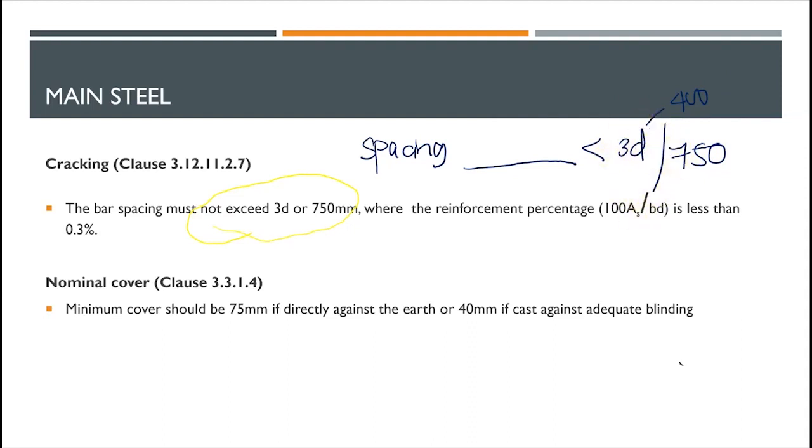Nominal cover. For foundation, you can remember that C has 2 meanings. One is column width, the other is concrete cover. Nominal cover, concrete cover, is still called C, whichever one you want to use. So we must also have consideration for concrete cover. Otherwise, how would your foundation be exposed to the weather without the cover. Minimum cover should be 75 mm if directly against the earth. If your foundation has no concrete blinding, directly against the earth, meaning directly, you must provide 75 mm. But if there is concrete blinding, there is protection, you just provide 40 mm only.